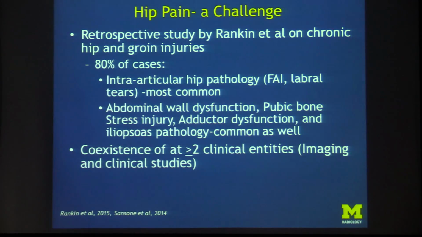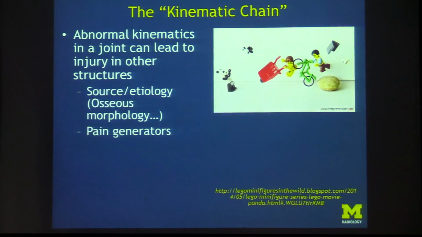So why is that? Well, in some cases, this can be explained by the kinematic chain concept, which basically says abnormal motion in the joint impacts surrounding structures, for instance the labrum, but also may impact more remote structures because of abnormal motion and stresses. And this can be applied to the hip as well. And so when I approach the painful pre-arthritic or young hip, I ask myself two questions. One, what is the source? What is the underlying pathology here? For instance, is there abnormal bone morphology? And then, what is the secondary pain generator?